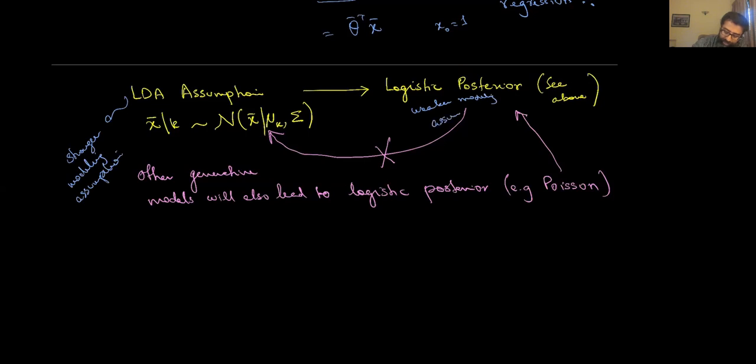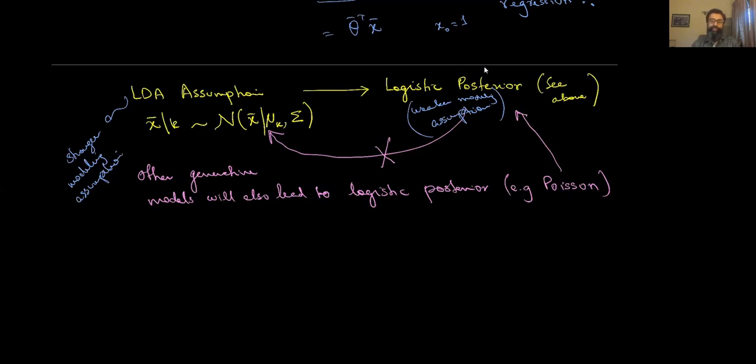Why do I say weaker modeling assumption? Less constraints on how our data is distributed. The data could have been following the LDA generative model, or a Poisson model, or something else, and all of those models could have been incorporated with the logistic posterior. So it's a weaker modeling assumption because it can incorporate a larger class of generative models.